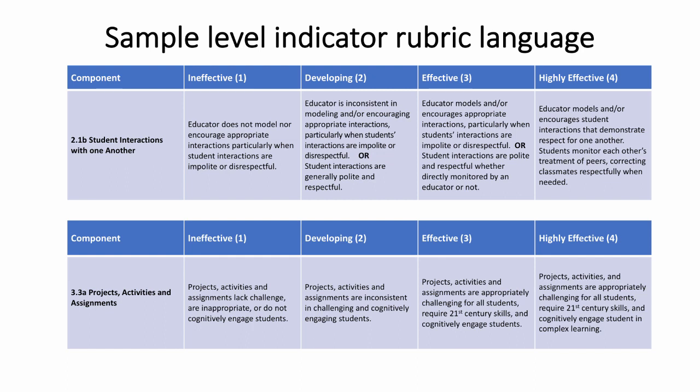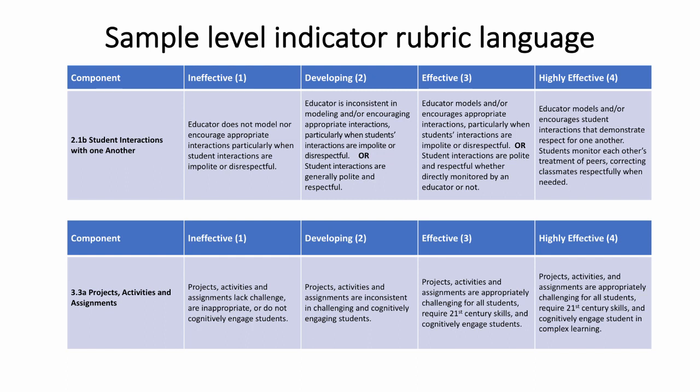For instance, for component 2.1b, student interactions with one another, one difference between an ineffective and developing rating are the words "does not," a rating of 1, and "inconsistent," a rating of 2. Also, note the use of the conjunction "or." This helps to create 2 possible general scenarios within that domain. This also reduces subjectivity. As a reminder, the evaluator chooses the level based upon the preponderance of evidence.